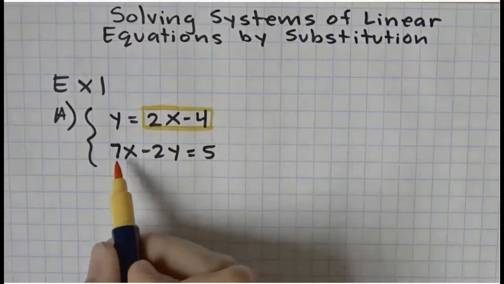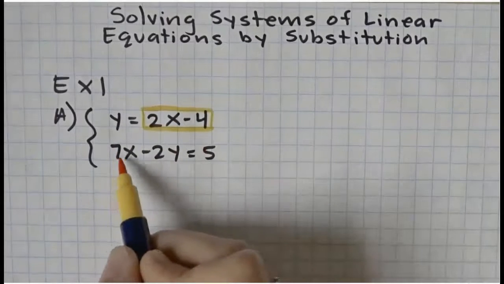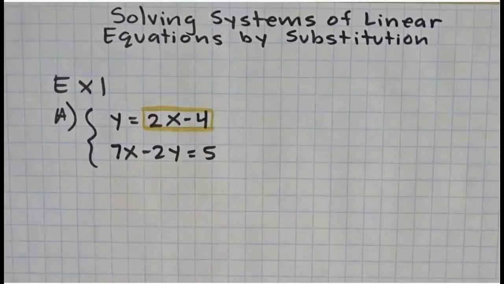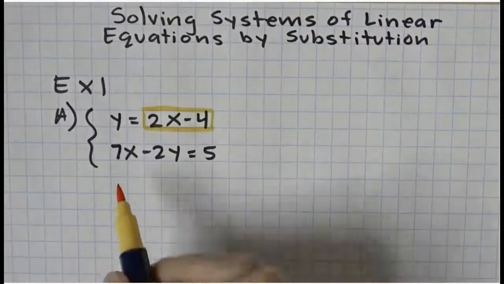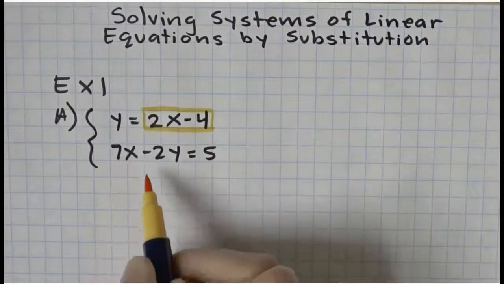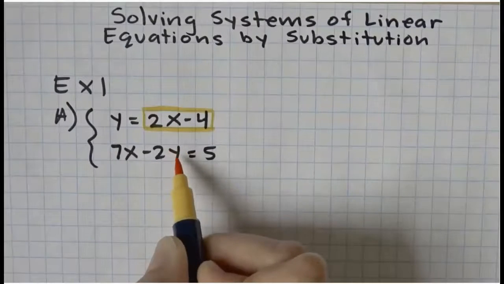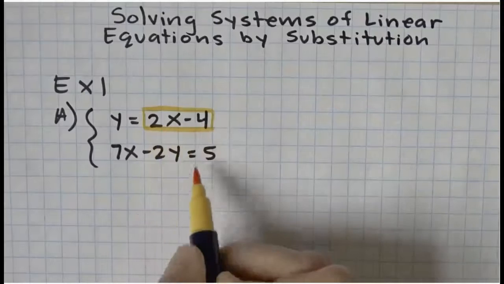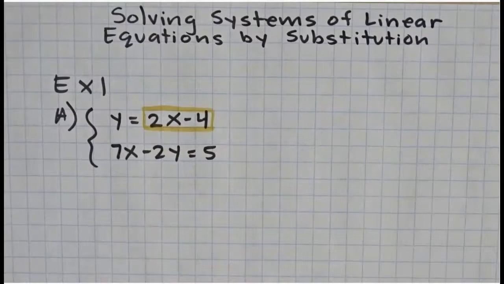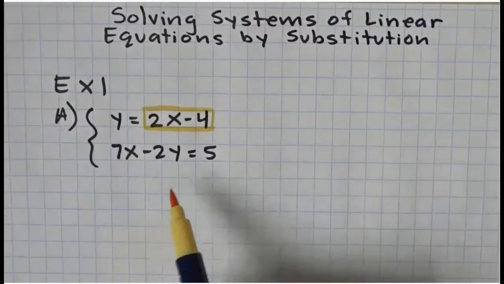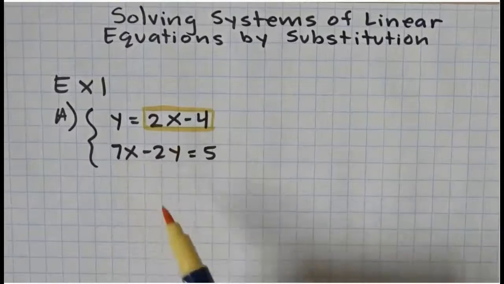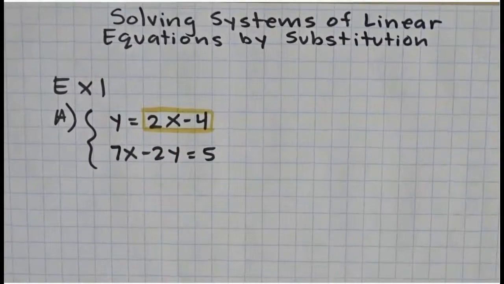So I'm going to use that term in the second equation. It would say 7x minus 2, but I'm not going to call it y this time. I want to use y's nickname: 2x minus 4 equals 5. And when I do that, it's going to look a little more complex, but we can also simplify that, okay?